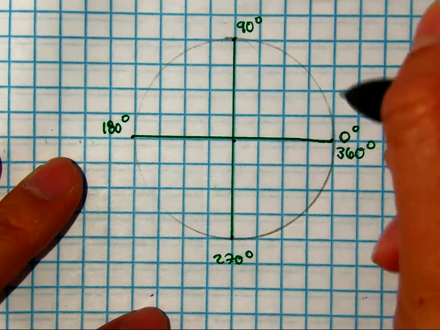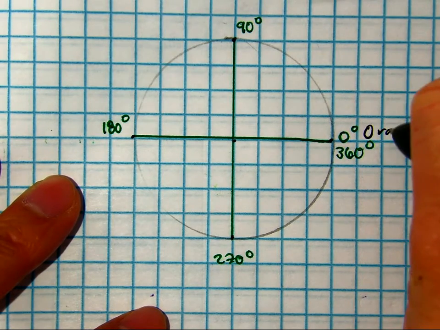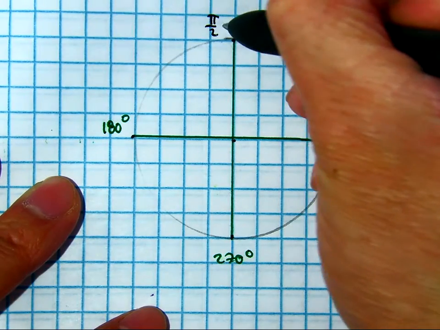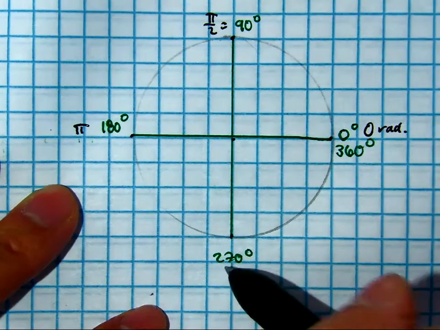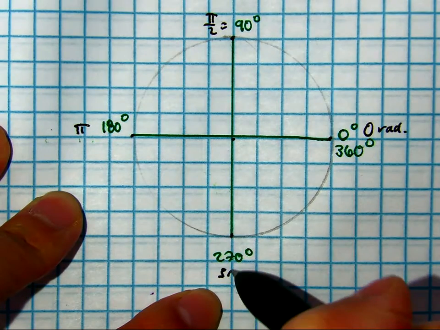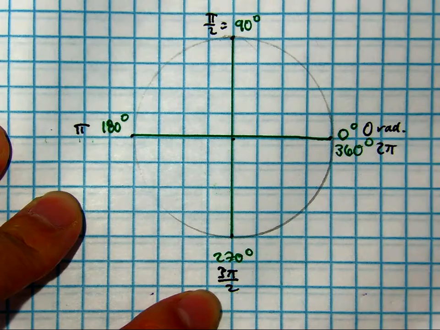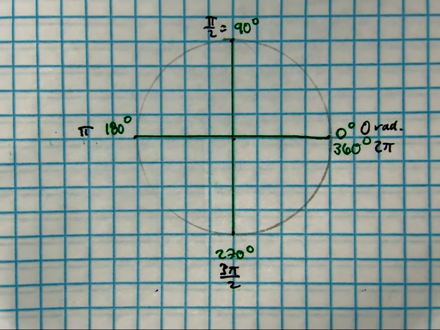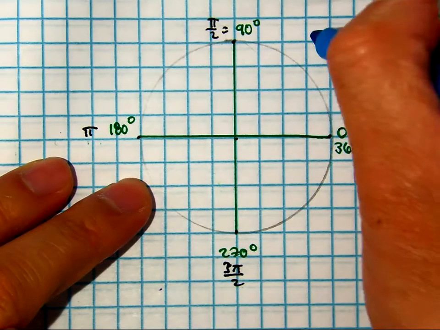Boys, we're going to do radians. Go. 0 radians. Pi over 2. All right, so what we've just done here is we've just labeled the quadrantal angles.